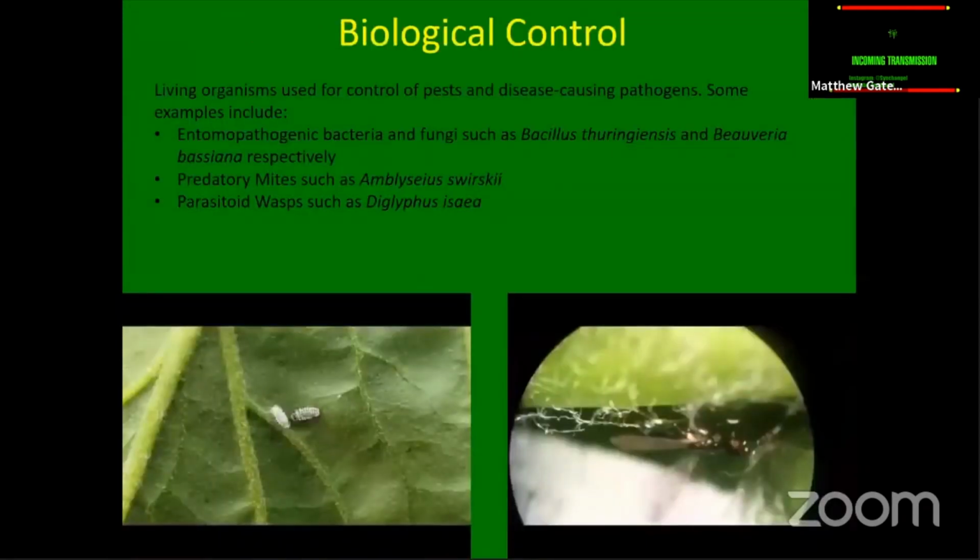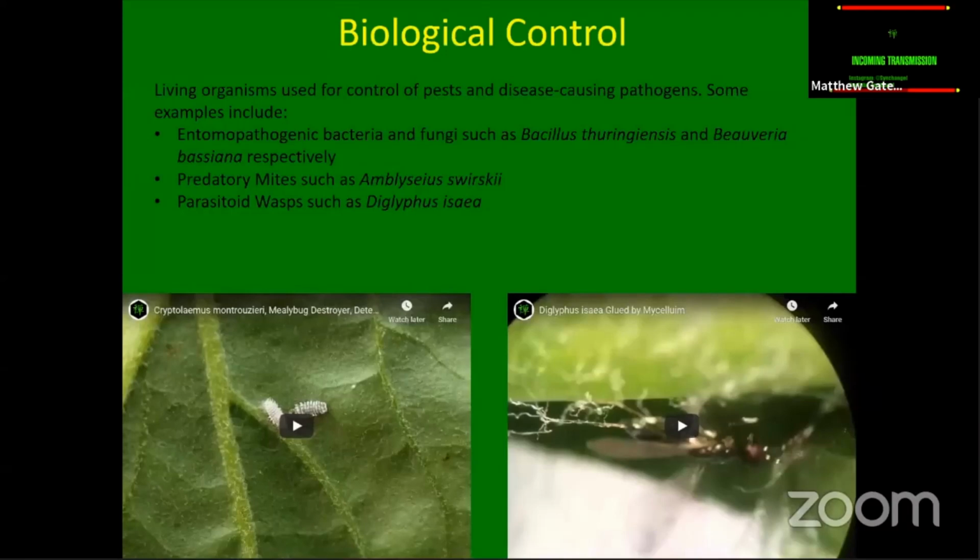I did already give an example of different biological controls. I have 2 videos down here. I'll probably not play them, but there are 2 biocontrol examples here. On the left, we have Cryptolaemus montrouzieri, which is the mealybug destroyer. It's a lady beetle that actually feeds on mealybugs, not on aphids, for example. In fact, the lady beetle group is very varied. Some of them are even herbivores. Other ones feed on fungi, but many of them feed on insects in particular.